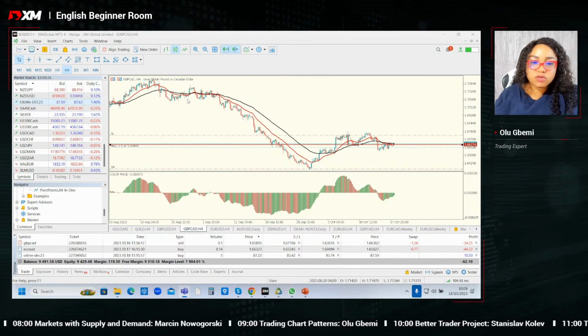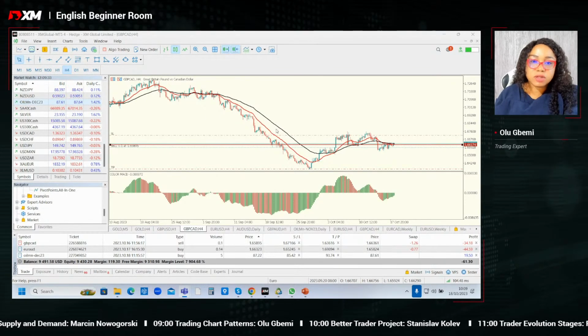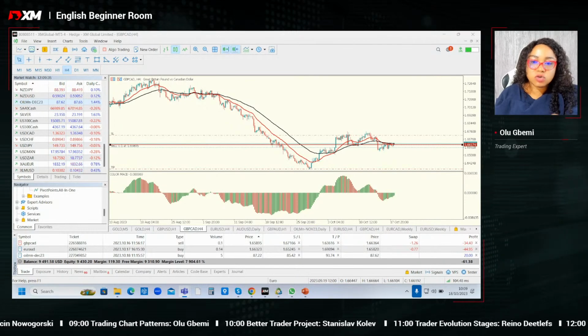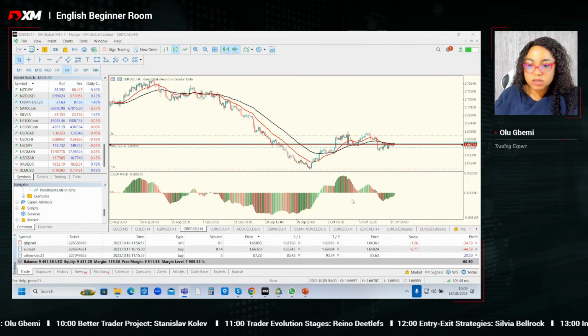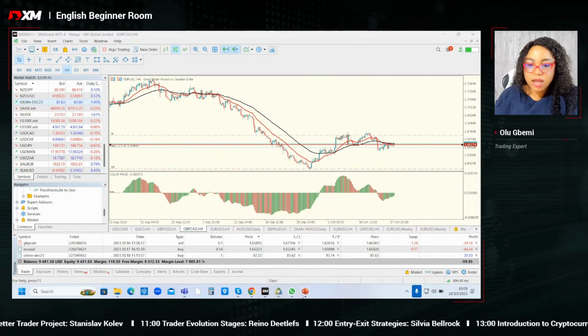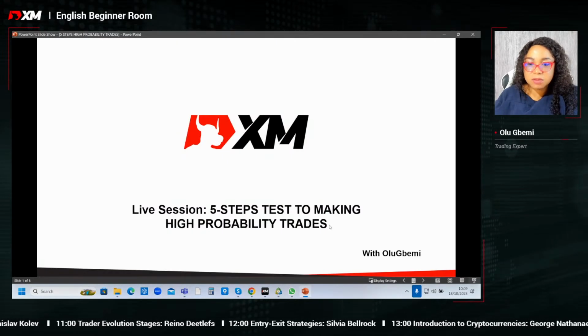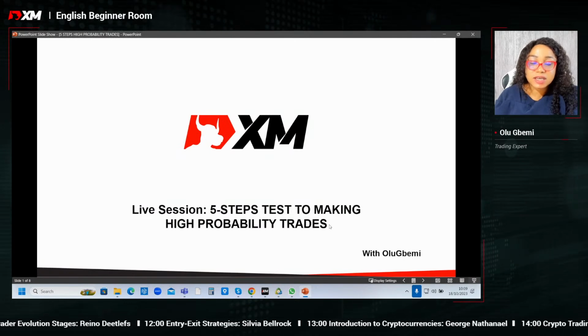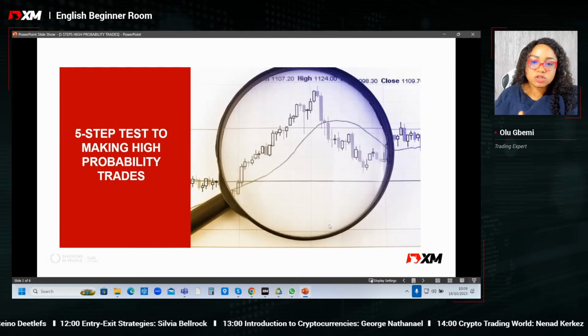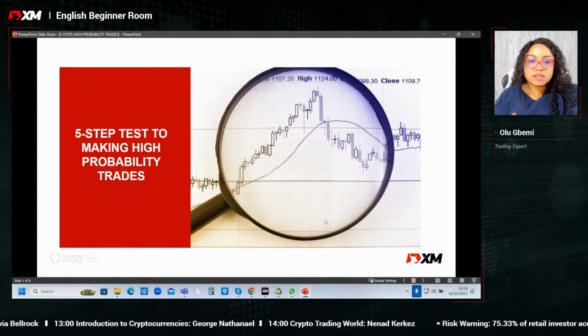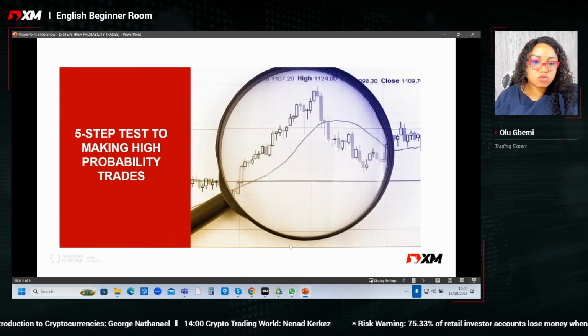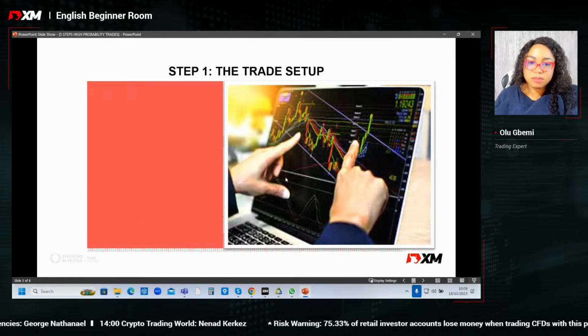And so, what are some of the rules I have in place in order for me to ensure that I'm taking better quality trades? This is what the class is all about today. I have a 5-step set of rules that I follow in order to ensure that I'm taking high probability trades. So let's look at the 5-step test to making high probability trades.